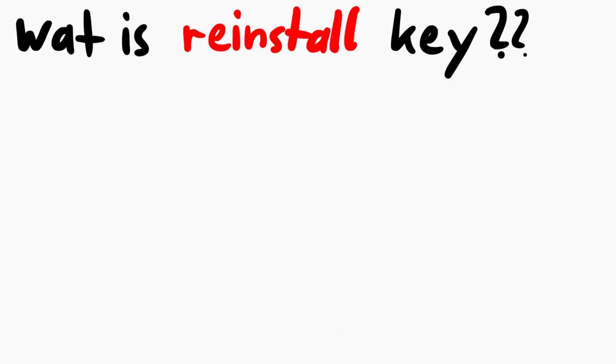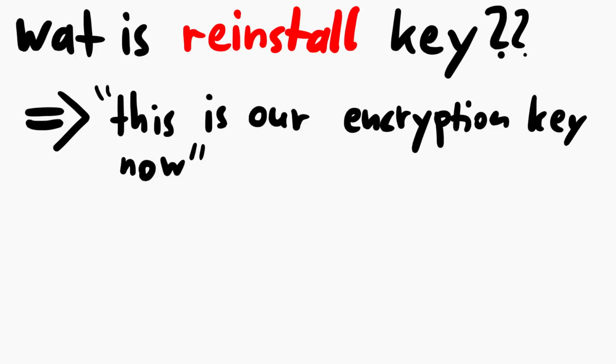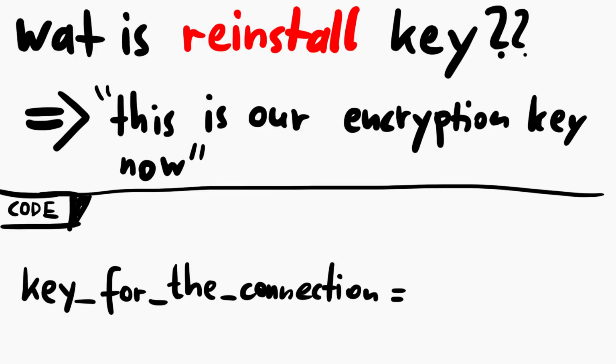Just in case it confuses you what reinstalling or installing the key means, it basically just means that the protocol decided this is the key we use. If we make an analogy of how that would be implemented in code, it's basically just assigning the key now to the variable, the key we use.